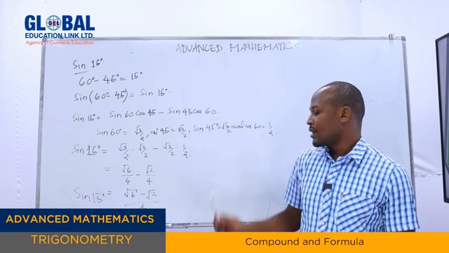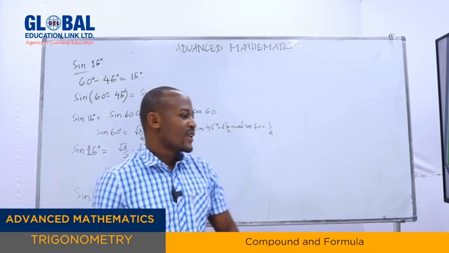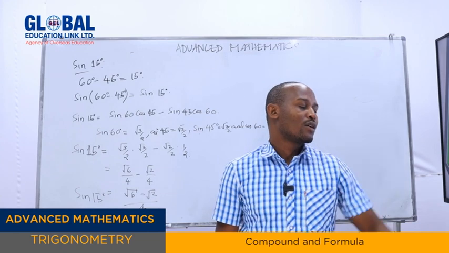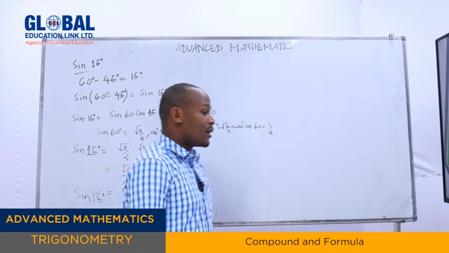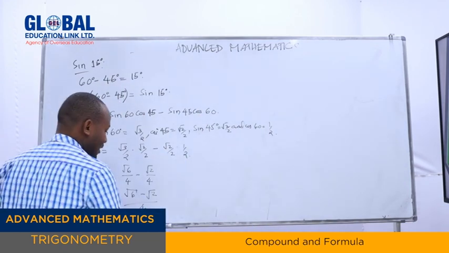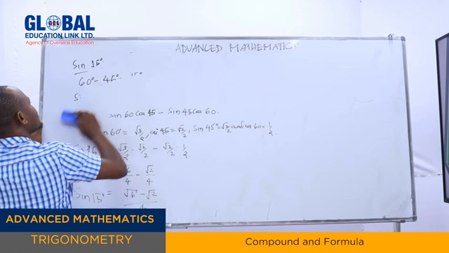I do hope I'm correct there. Let's see, how can we find tangent, or tan, of 105? How can we do that?